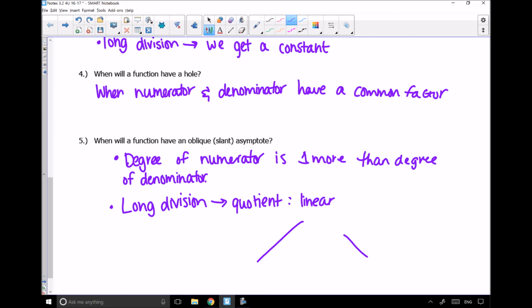Okay, and when the numerator and denominator have a common factor of x minus a, then x equals a is a hole in our graph.